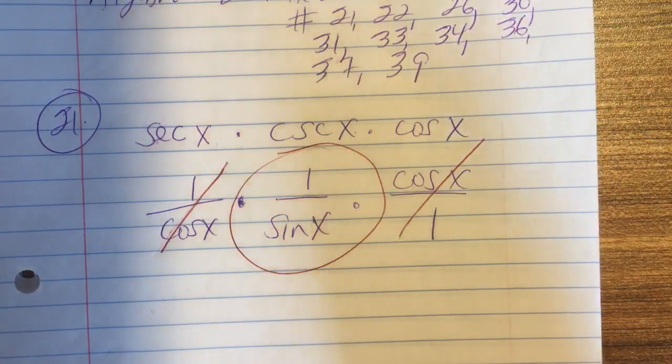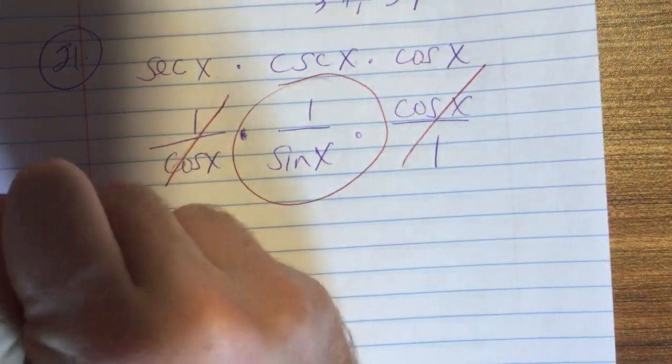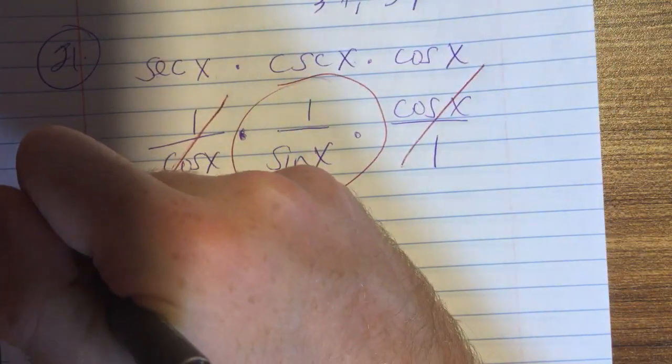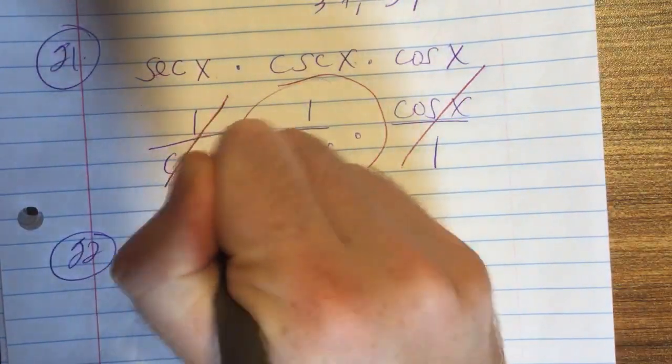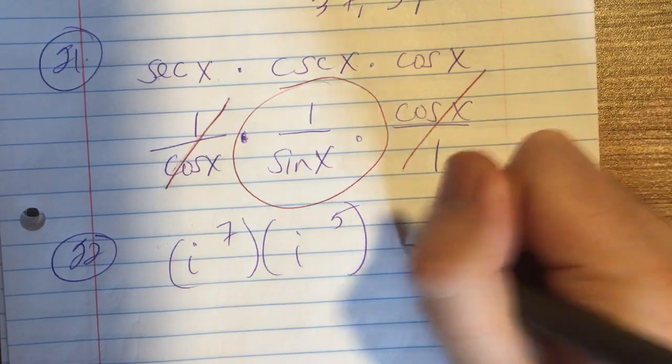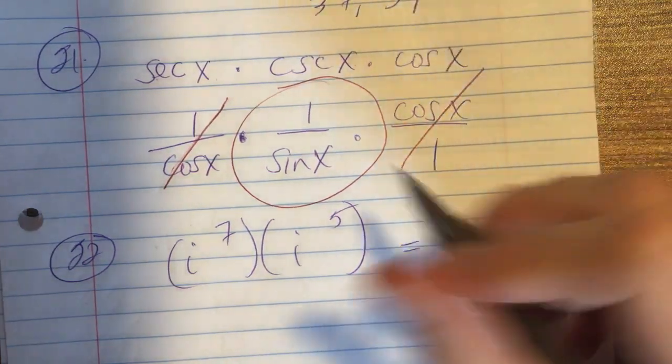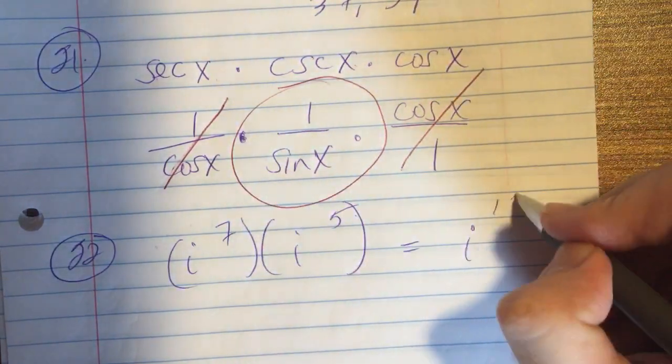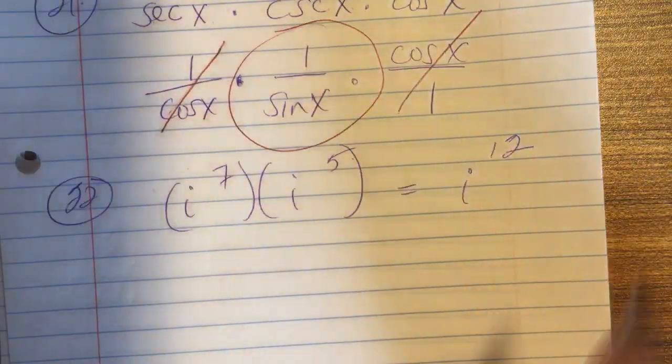The next question is number 22. The product of i to the 7th power times i to the 5th power. When you multiply powers of i, you keep the base as i and you add the powers to get 12. And then you have i to the 12th power.